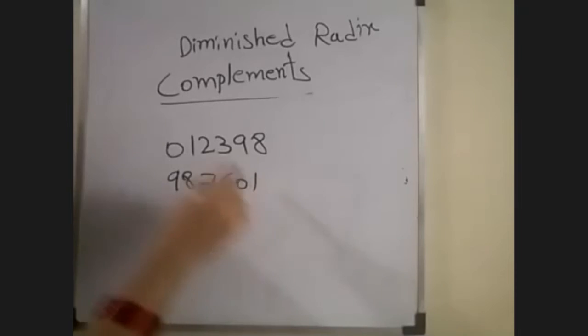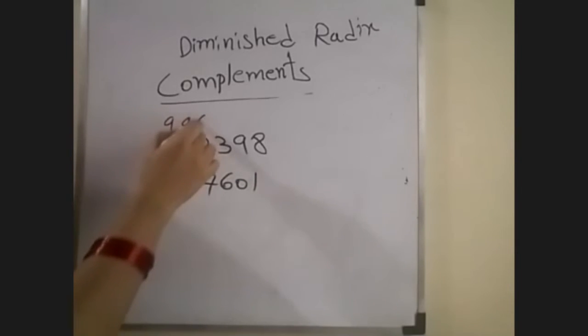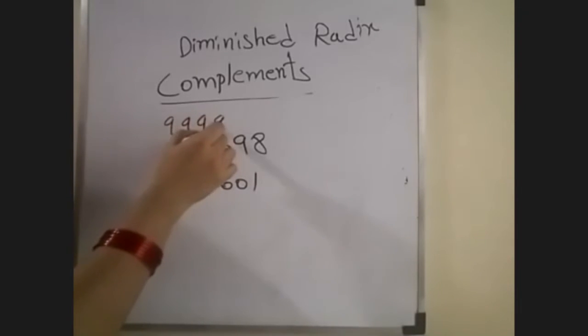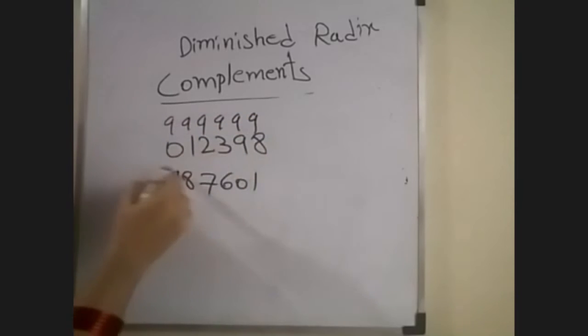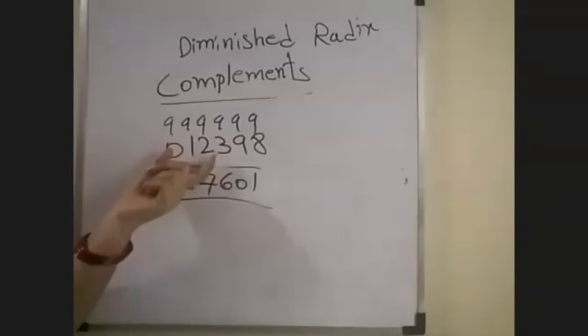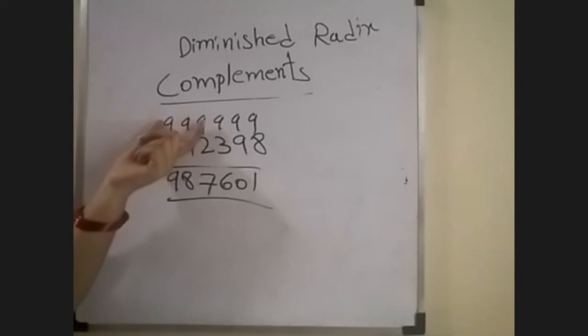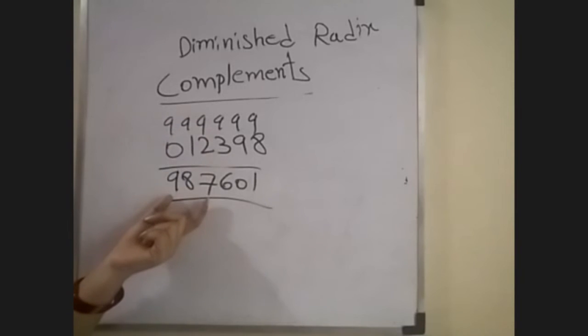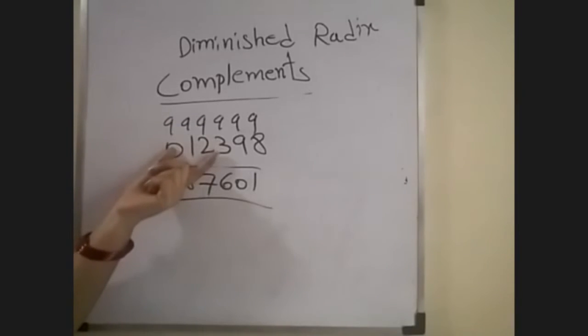987601. Yes, you will subtract this value from nines, then you can get the value 987601. So if you don't remember the formula, no need to worry about that. In the number, how many digits are there? Take that many nines, and subtract this number from it. You will get the nines complement for this number, right?